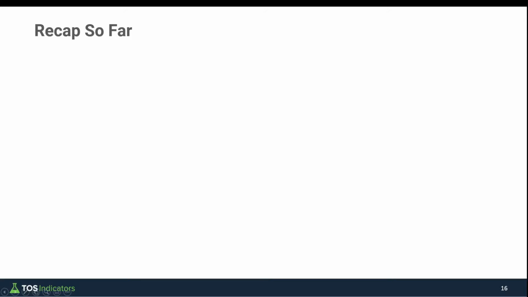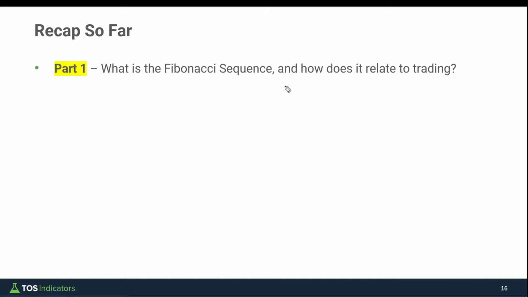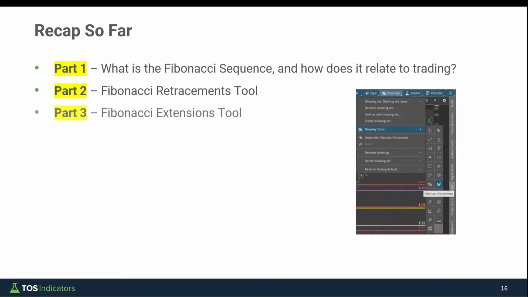Now, if you've been following along, in part 1, we understood what the Fibonacci sequence is and how it connects to trading through the Fibonacci ratios. Then in part 2, we connected those Fibonacci ratios to the Fibonacci Retracements tool, which is the first Fibonacci tool we have in our trading toolkit. Now in this section, we seek to add one more tool to that toolkit, and that's going to be the Fibonacci Extensions Tool, the icon to the right of the Retracements tool, the one that has a percentage sign and a vertical line going through it.